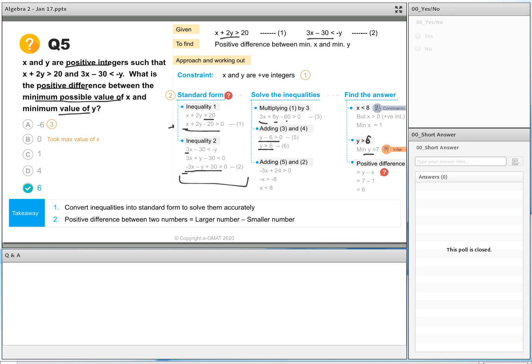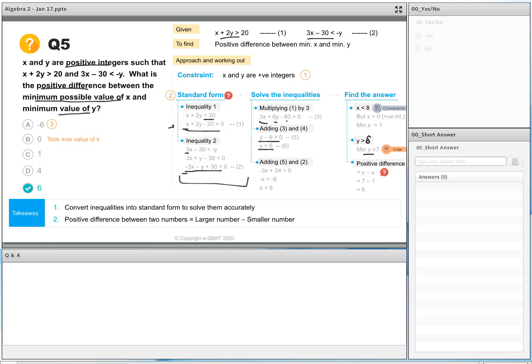And now I have the value of y. I need to go to the value of x, right? How do I do that? I eliminate y. Now I have this that 3x plus 6y minus 60 is greater than 0, and then I also have that y is greater than 6.